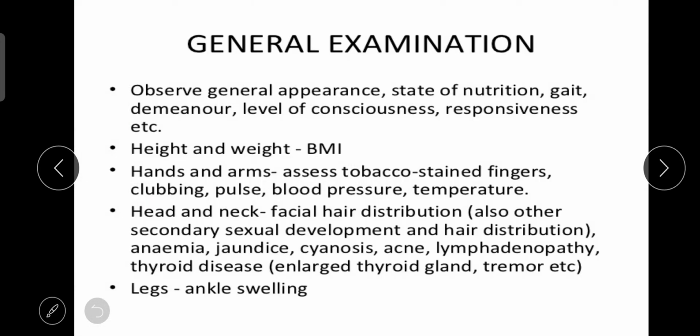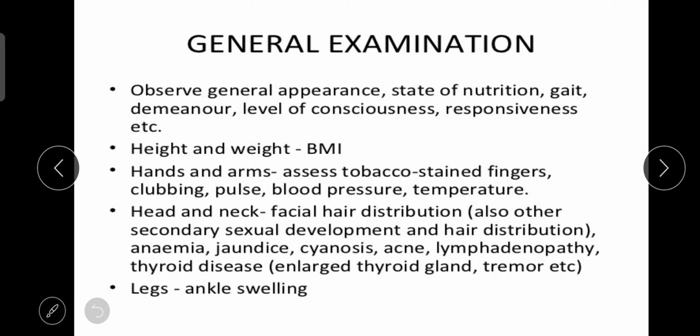In the general examination, what are we going to see? We are going to observe the general appearance of the patient, like whether she is nourished, malnourished, or healthy. Then you look at the state of nutrition, gait of the patient, demeanor, level of consciousness and responsiveness. Then you are going to check the height, weight, and BMI.